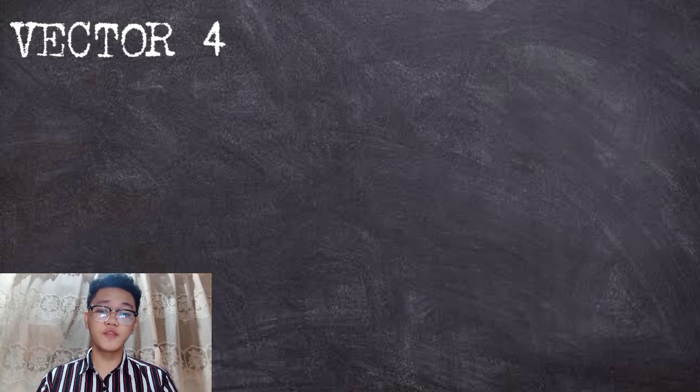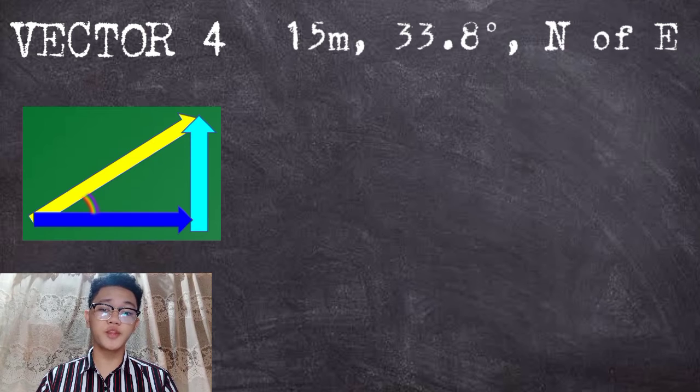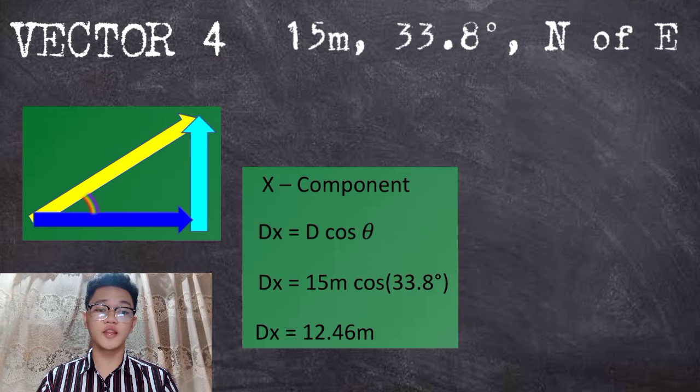For vector 4 with the given of 15 meters, 33.8 degrees north of east, to compute for the x component, we will use the equation dx is equal to d cosine theta. dx is equal to 15 meters cosine 33.8 degrees. Now we will have the answer dx is equal to 12.46 meters.